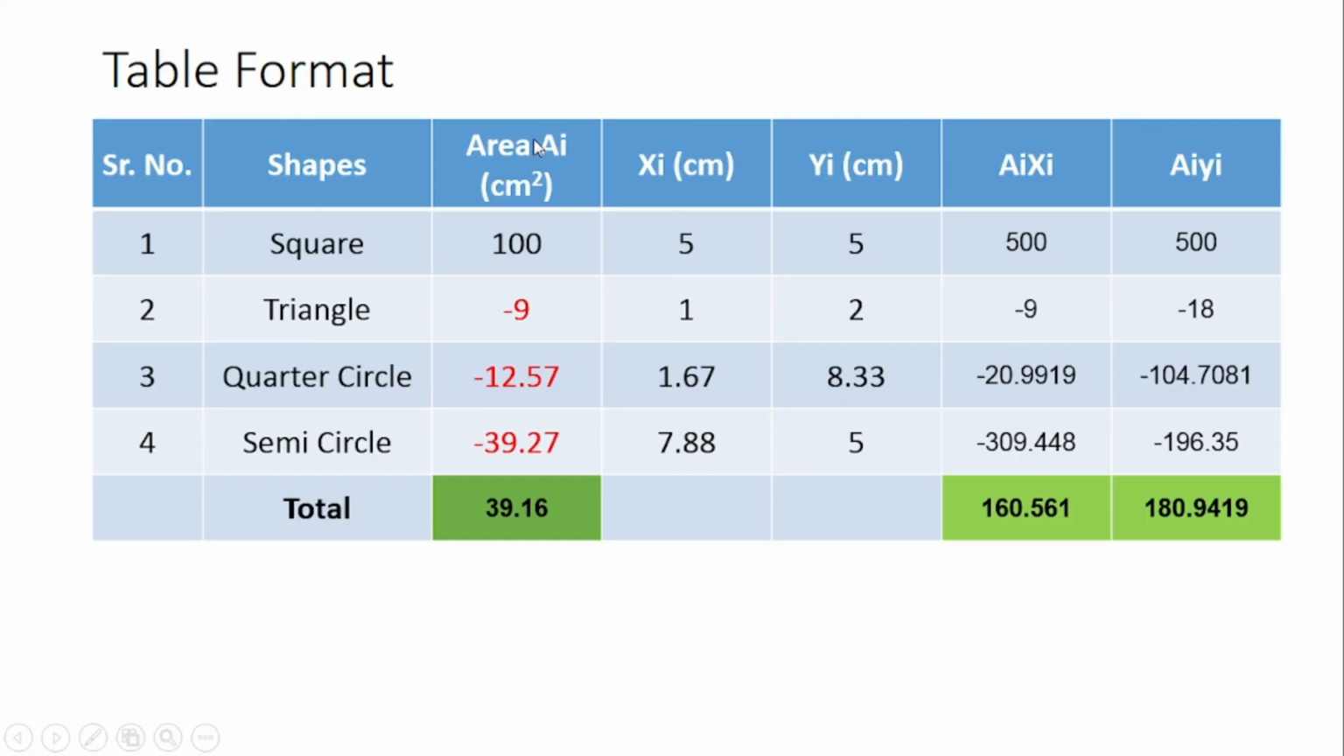After that we will do the summation of Ai, the addition of all the areas is mentioned here. The addition of Ai xi bar is mentioned here. The addition of Ai yi bar is mentioned here. Okay, we know how to find the x bar and y bar for the total area. If you want to find the x bar, then summation of Ai xi bar divided by summation of area, means 160.561 divided by 39.16, we will get this value. X bar is equal to 4.10, and y bar is equal to summation of Ai yi bar, means 180.9419 divided by the total area 39.16 will give you the value of y bar, that is 4.62.